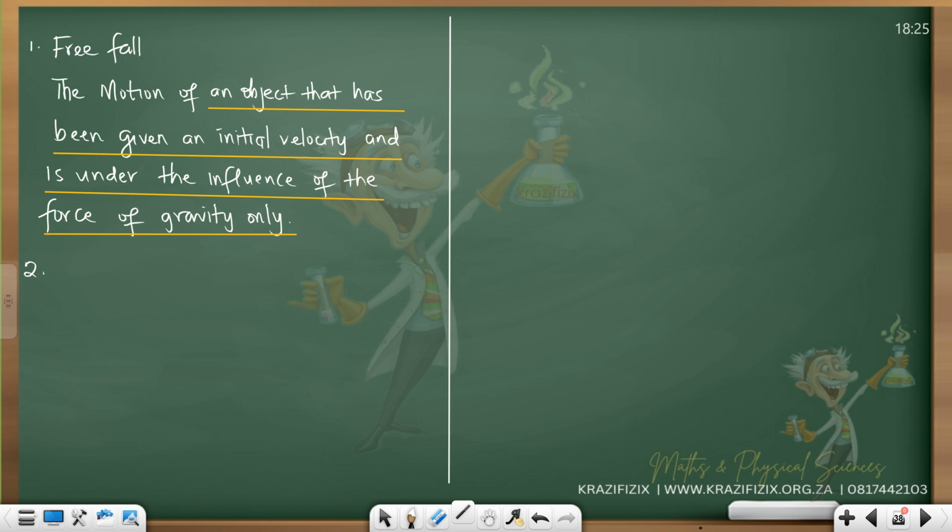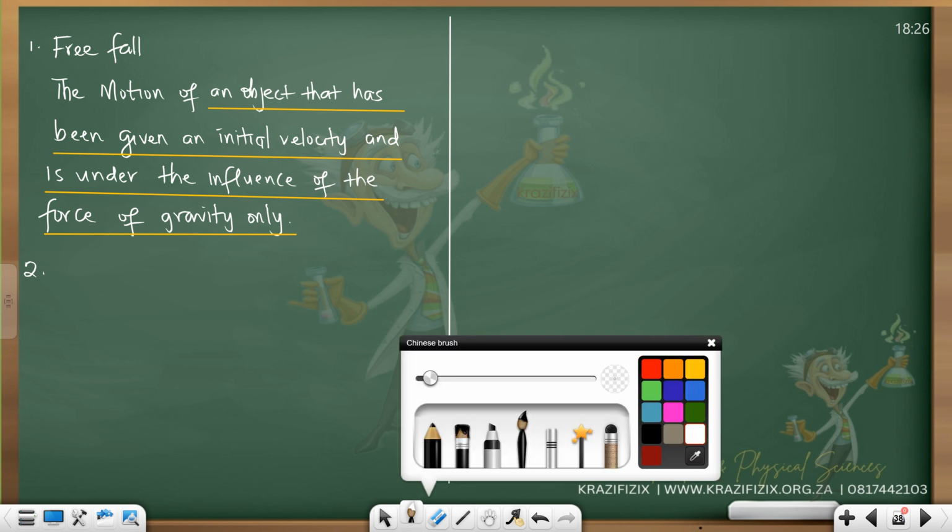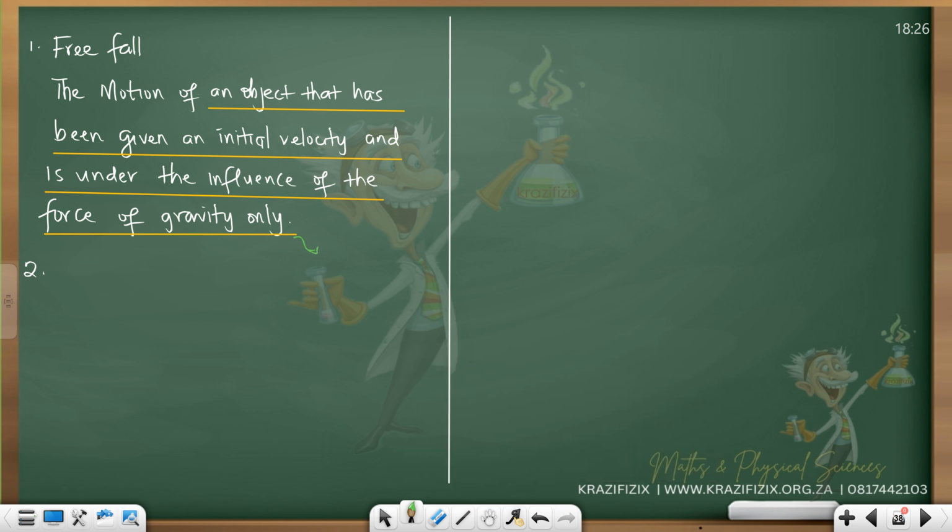I don't know if it makes sense. The motion of an object. So when I say define projectile, what do you say? An object. That's where you start from. When I say free fall, what do you add? The motion. So it's a two-in-one kind of definition. So highlight those underlined words. I don't know how you're going to do it, but the underlined words are the projectile definition.